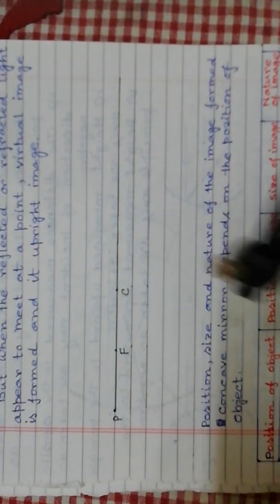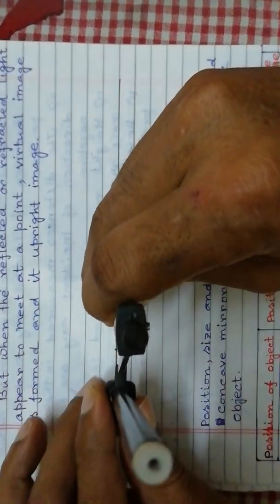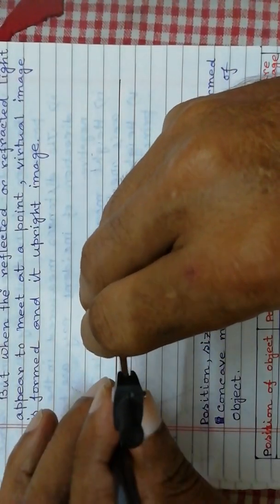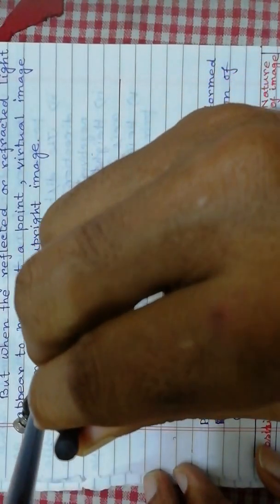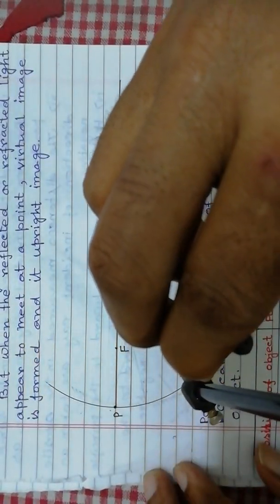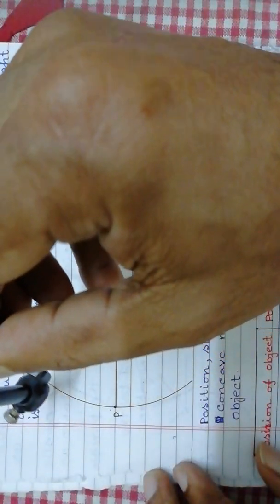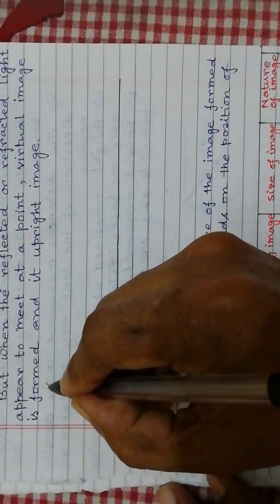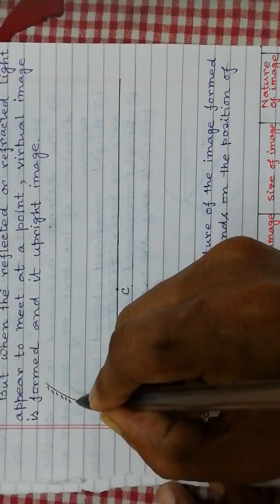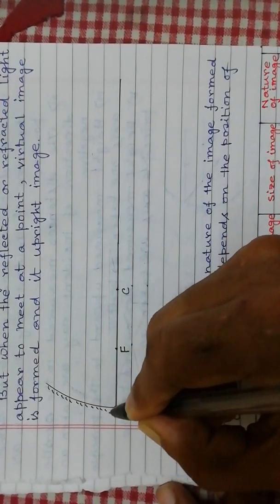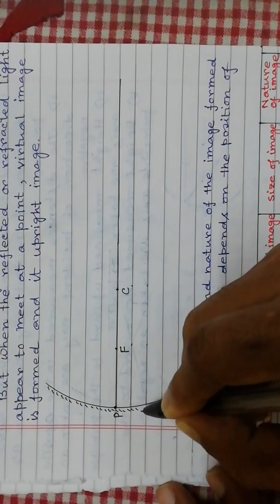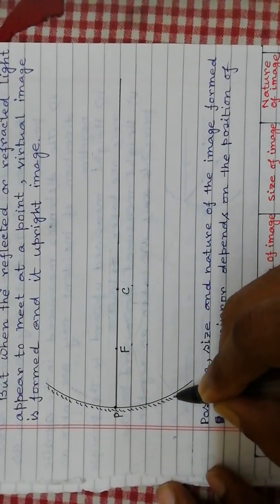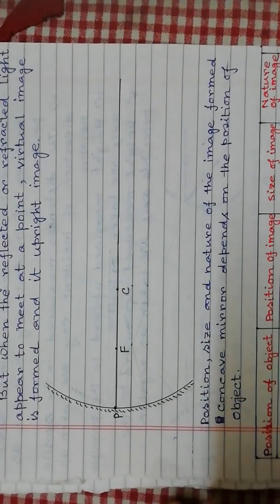Now take a compass and put your compass at C and take a measurement up to P and draw a mirror like that. And since it is a concave mirror, this outside surface will be opaque, and this is your concave mirror.